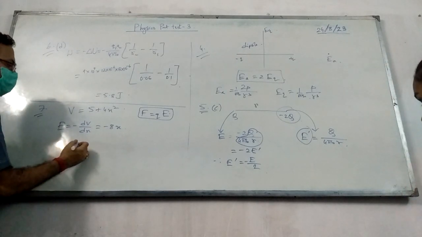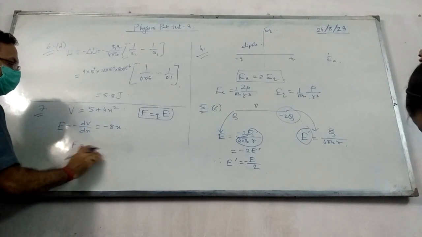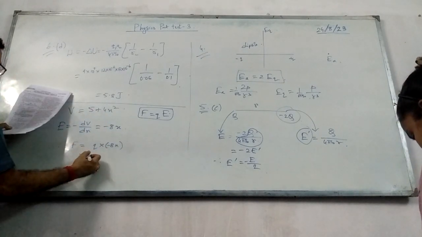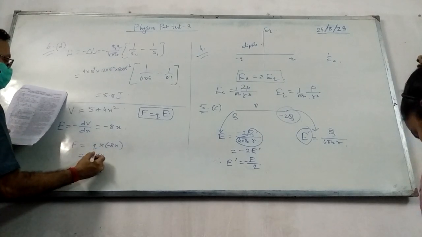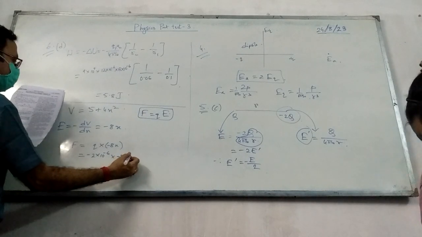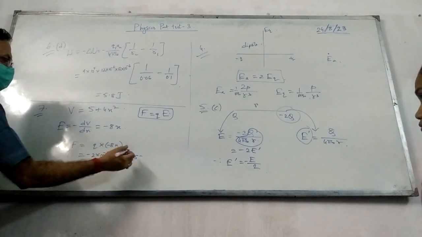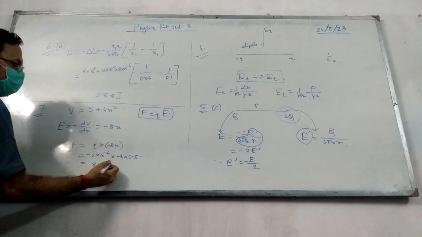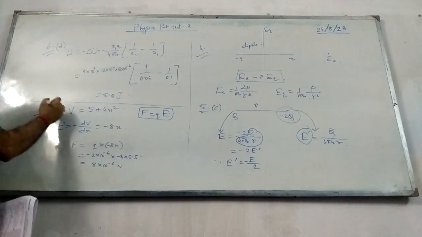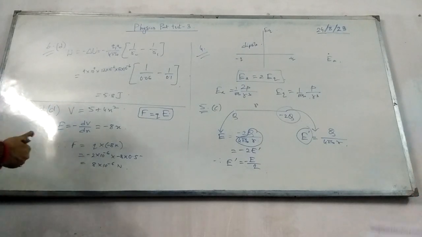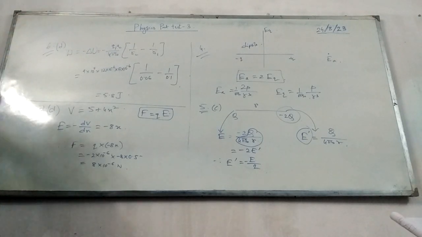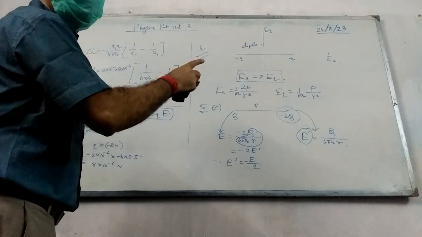Now how much force will it experience? F equal to Q into this minus 8x. So the value of Q is minus 2 into 10 to the power minus 6, into minus 8, into x which is 0.5. So this will become 8 into 10 to the power minus 6 newton, which is option B. Has everyone finished 4 and 5? 4 and 5 are not done?